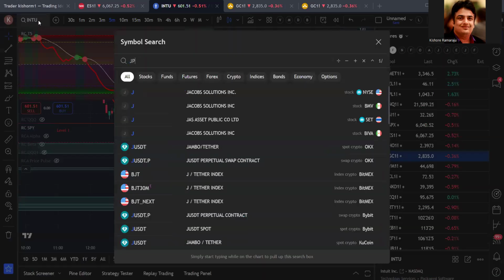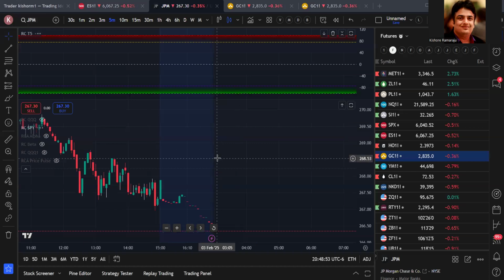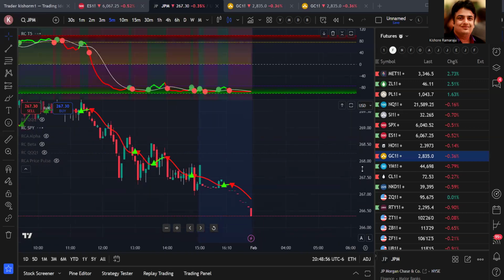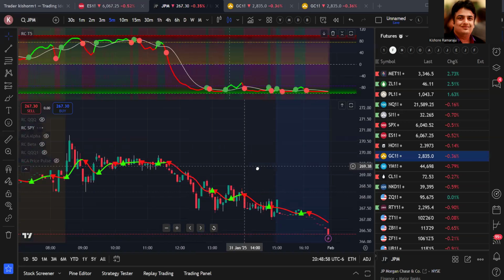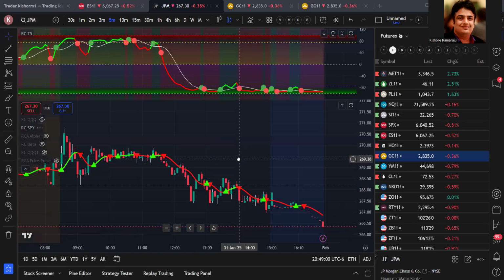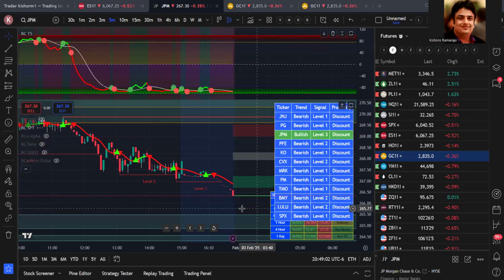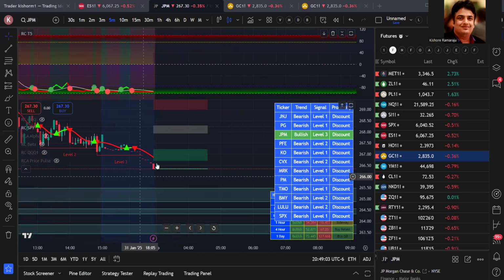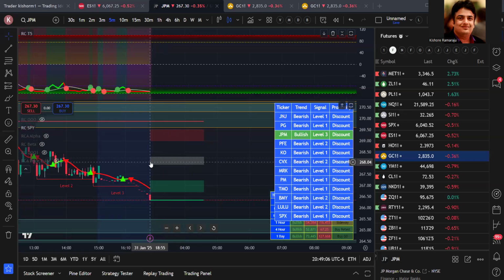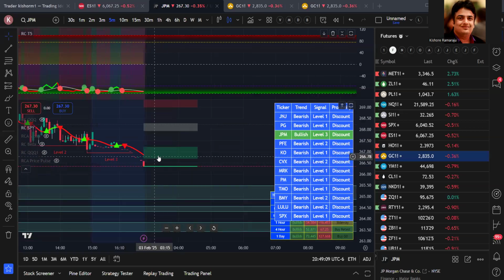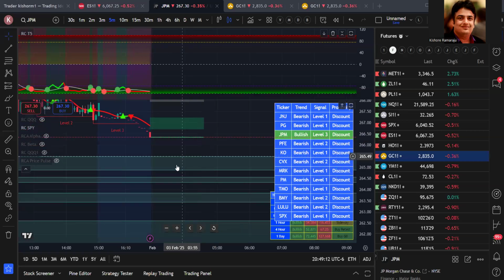So now you go to JP Morgan and you can see that JP Morgan also dropped so much, right? From nearly 272 to 273, it came all the way to 266. This is your premium, this is your equilibrium, this is your discount zone. It came all the way to the bottom, to the support. There are a lot of buyers here, 265, 264. That means if I do a bull put spread here, you can keep the premiums.